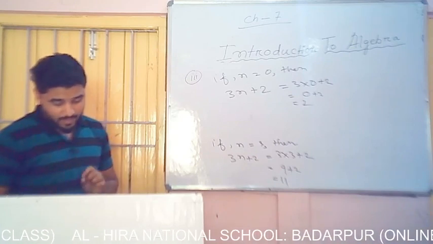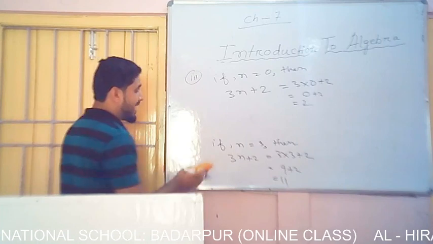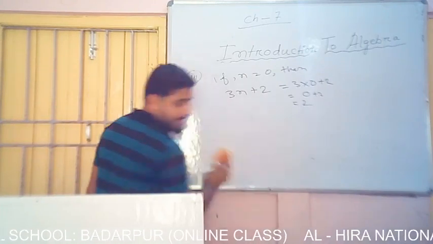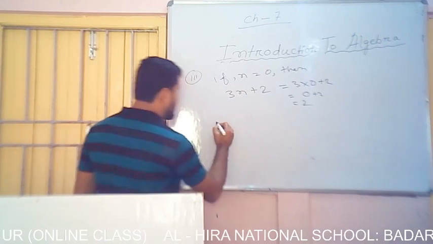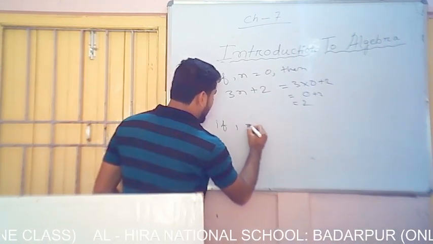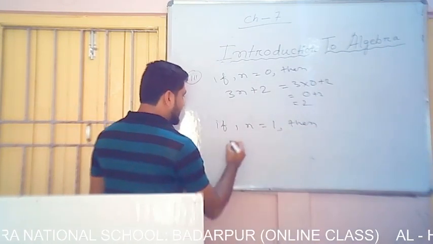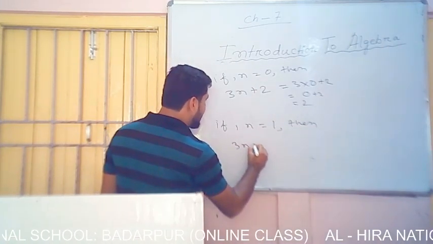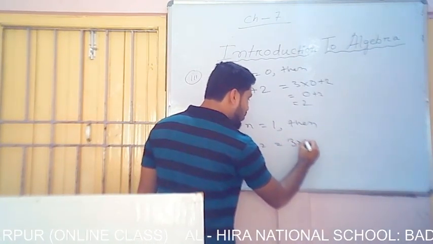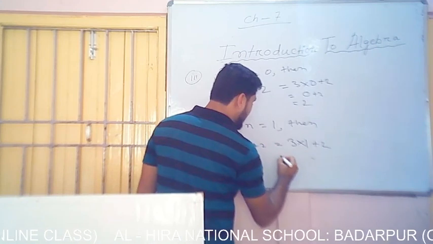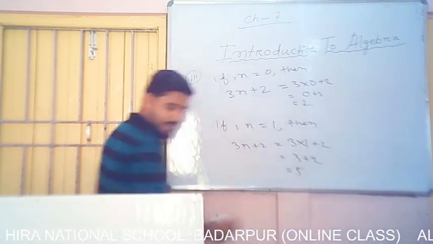Now if n equals 1, then 3n plus 2 equals 3 into 1 plus 2. That means 3 into 1 means 3, plus 2 means 5.